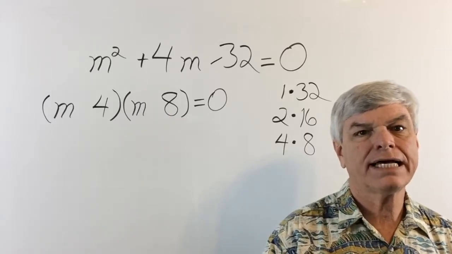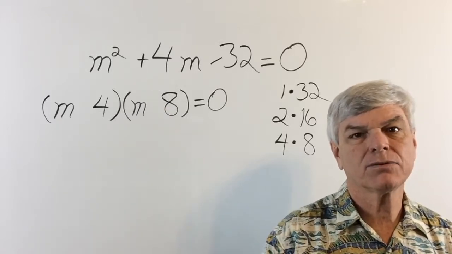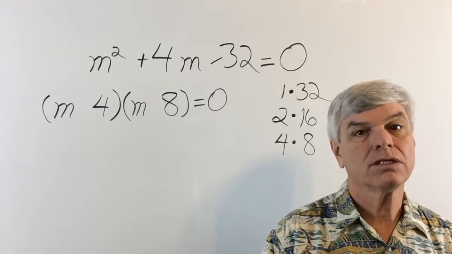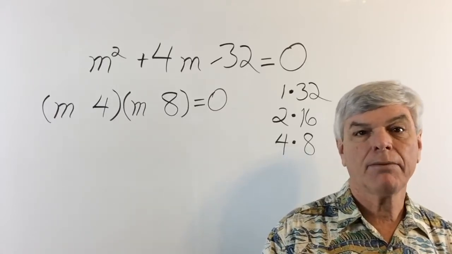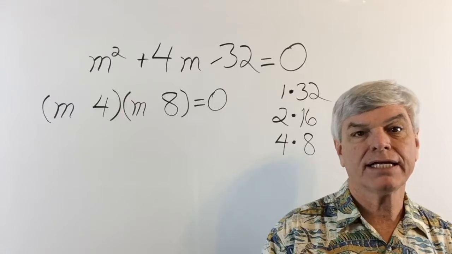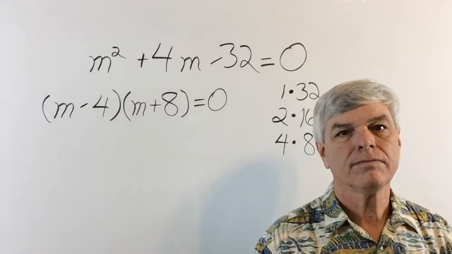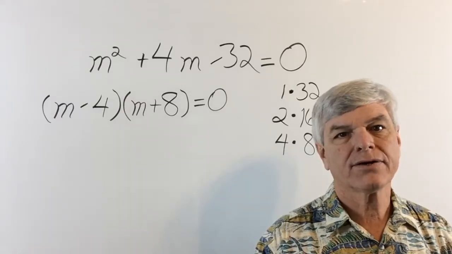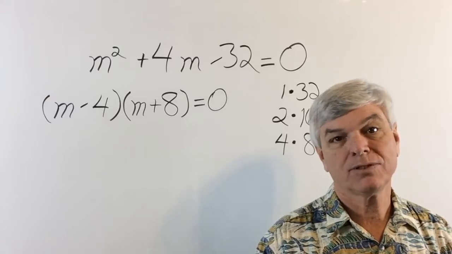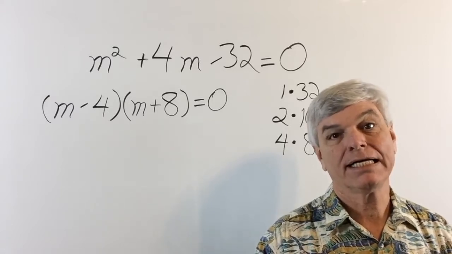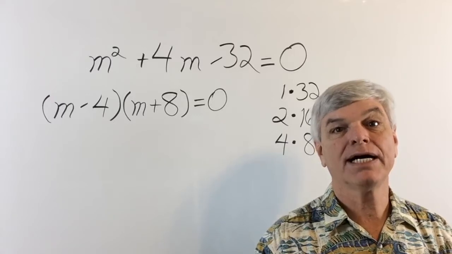Well, 4 minus 8 is going to be negative 4. That doesn't work. 8 minus 4, oh, that works. So how about positive 8 minus 4? There you go. And that's our answer, right? No, we haven't solved for m yet. That's the question. Solve for m.